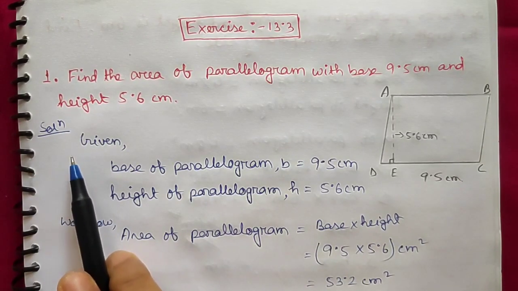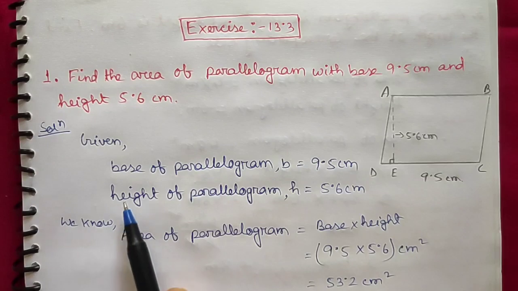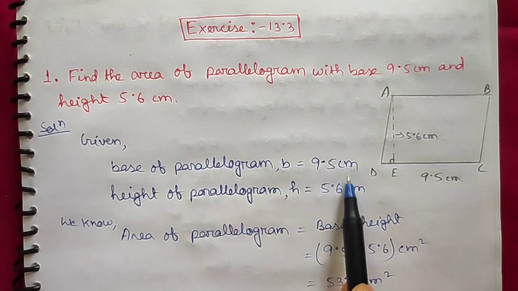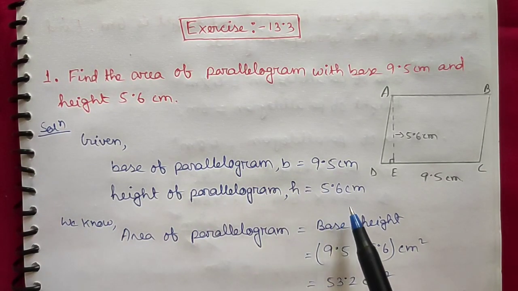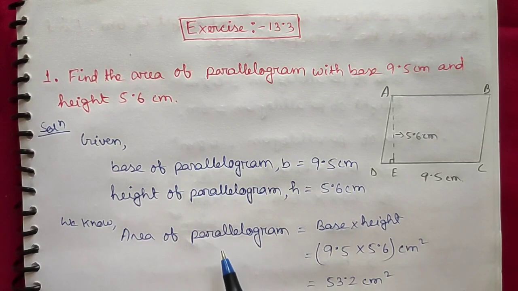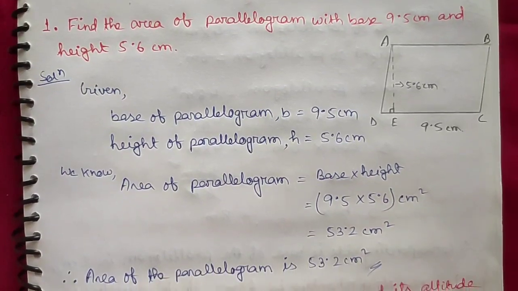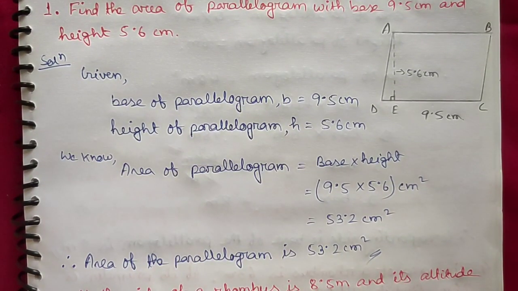So let's start. Solution: given base of parallelogram B is equal to 9.5 centimeter, height of parallelogram H equal to 5.6 centimeter, and we know area of parallelogram equal to base into height, right? So base is 9.5 and height is 5.6. So we multiply 9.5 and 5.6. The result is 53.2 centimeter square. Therefore, area of the parallelogram is 53.2 centimeter square. Clear? Next question.